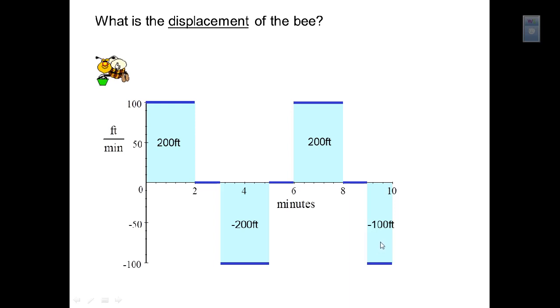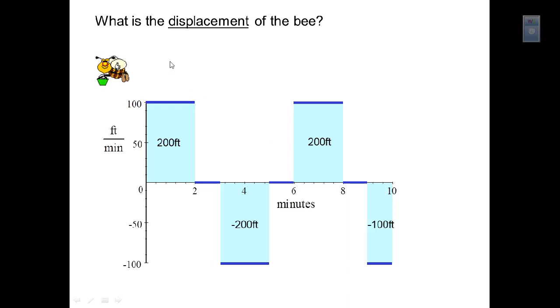Now, the hive is essentially what we're taking as our origin. All of our displacement and velocity and everything is going to be in linear motion. It's going to go along a line. So we're imagining that bee is going straight out to the flower, straight back, straight out to the flower, and then halfway back. So it's 100 feet to the positive from the hive.